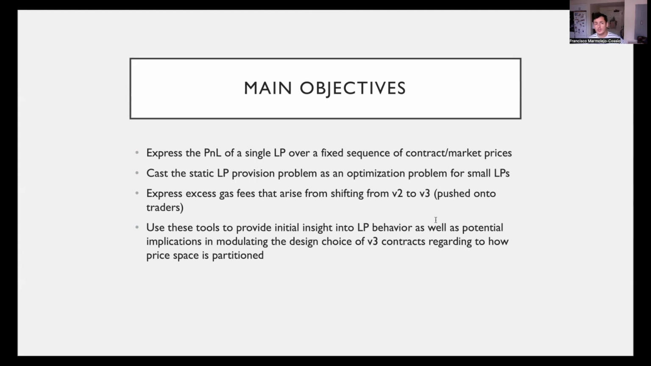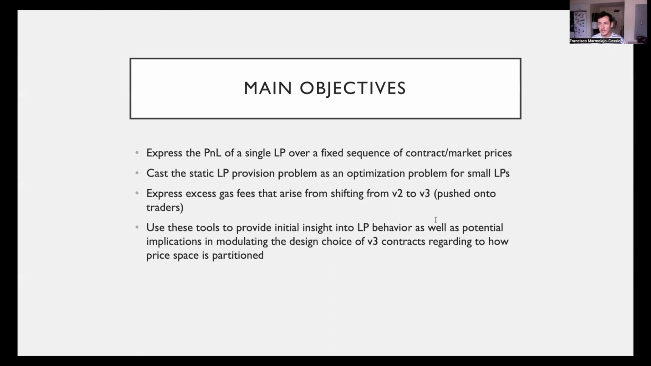And what we'll be able to do with this is cast the static liquidity provision problem of optimal liquidity provision as an optimization problem, which will be a reasonable optimization for small liquidity providers on a smaller time horizon. And moreover, and this is actually the third point, is where more of the contract design comes in: we'll see that the functionality of V3 Uniswap over V2 comes at a larger computational cost.